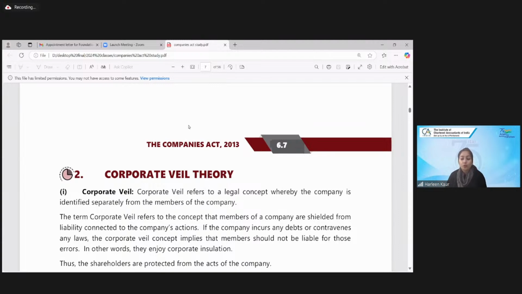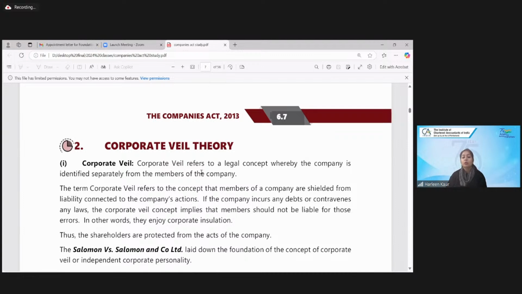Corporate veil theory. Let's move to another important, interesting topic, that is corporate veil theory. What is the meaning of the word corporate veil? Corporate veil is a legal concept where the company is identified separately from its members. So it clearly tells you that the company is different, its members are different. Members are shielded from the liability connected with the company's actions. Means it has been specifically made so that the company will pay its liability, and the shareholders will pay theirs. They are separate from each other. They are shielded means they are protected from the liability connected with the company.